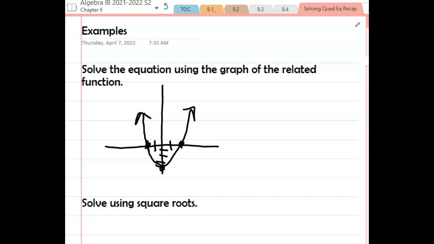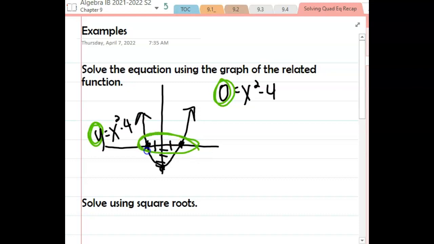Now, this function, this graph, is the graph y equals x squared minus 4. I want to use this graph to solve the equation 0 equals x squared minus 4. You're going to have 2 of these on your homework. These ones are so easy, guys. Because if it's already graphed for you, remember, what we're looking for here is where y equals 0. Where does this parabola cross the x-axis? And it has 2 points.